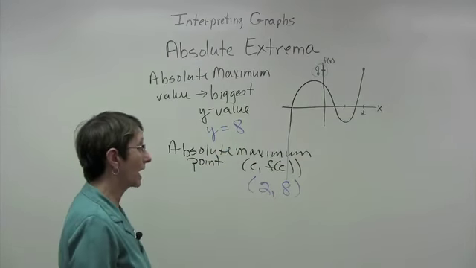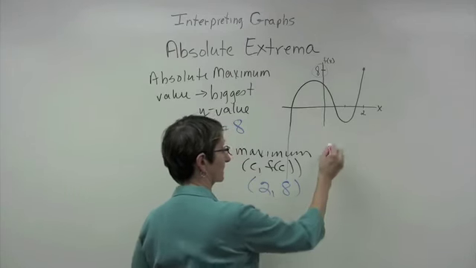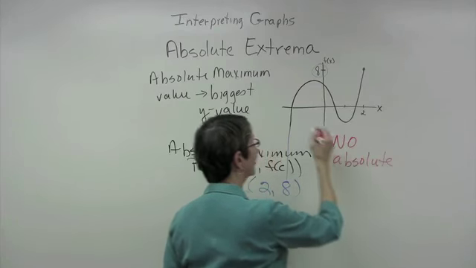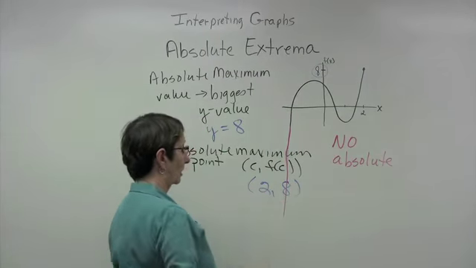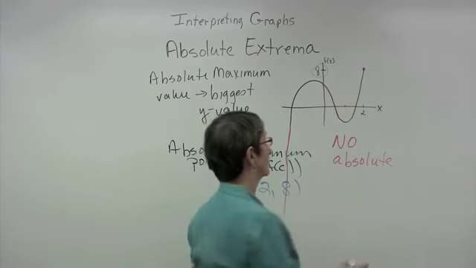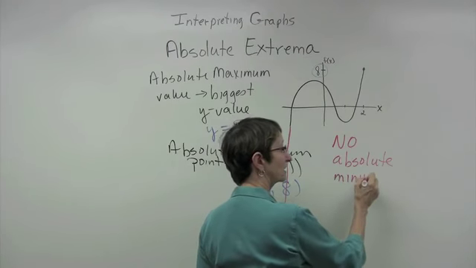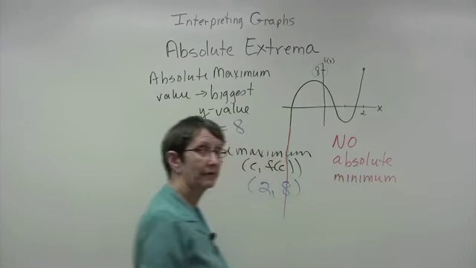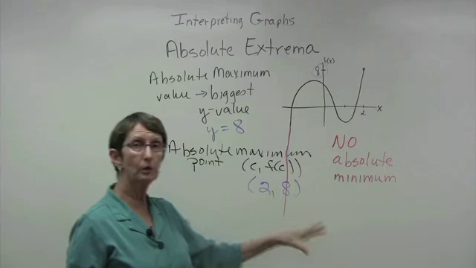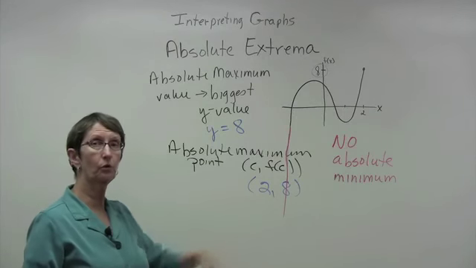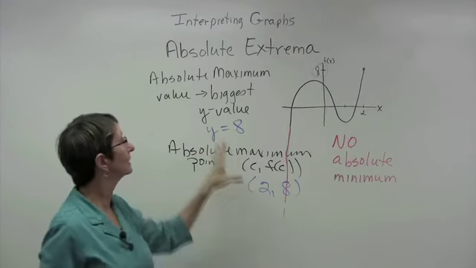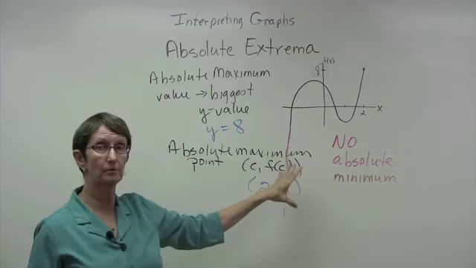There is no absolute minimum point because there is no minimum. It doesn't ever end. It continues. It starts way down and it goes up, down, and then back up to this maximum. So there is no absolute minimum for this graph. There is no minimum value or lowest point, because it is always lower than your lowest point that you pick. Okay. So this is what we have for an absolute maximum, and this doesn't have an absolute minimum.